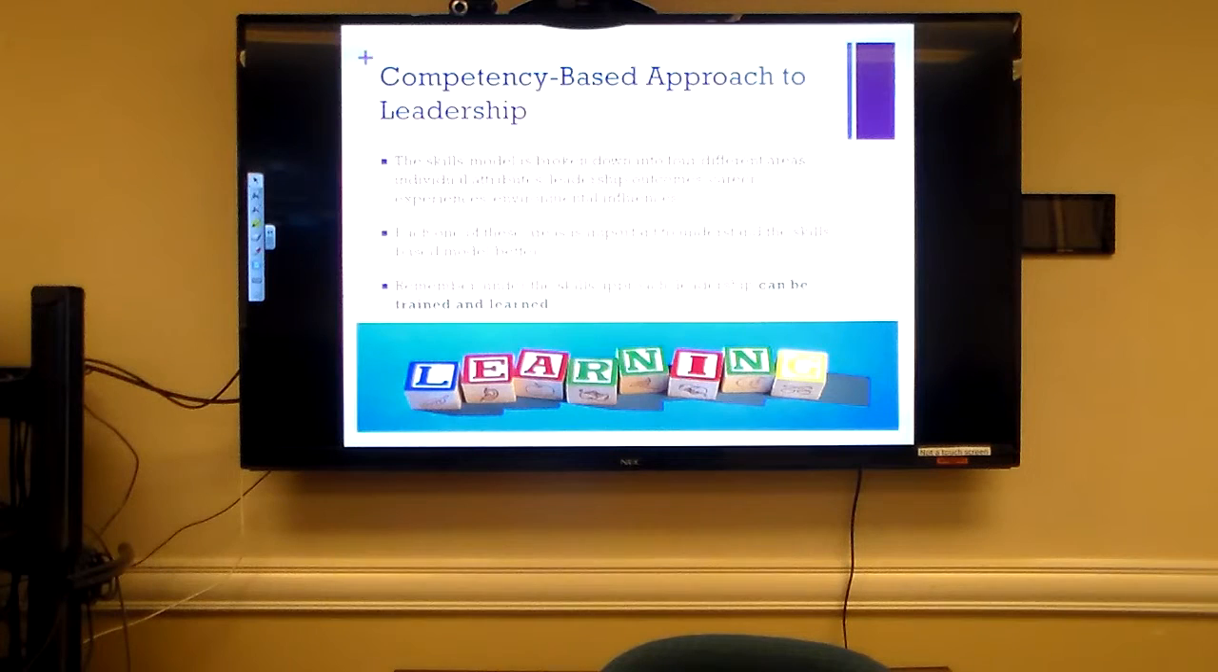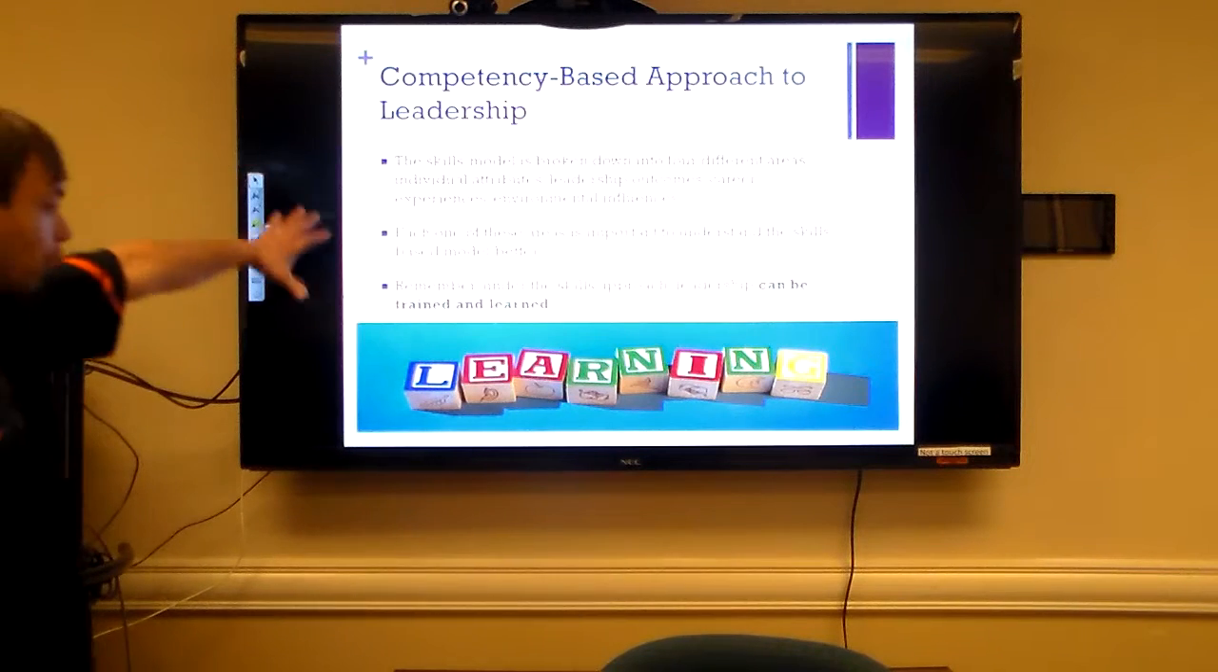So the competency-based approach to leadership says that we're basically going to have outcomes, and you're going to learn the outcomes, and if you know the outcomes and you have environmental influences that can help you, you're naturally going to become a leader, because under the skills approach, leadership can be trained and learned.